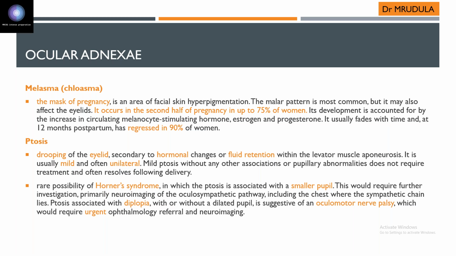First, coming to the ocular adnexa. In that, the first benign or non-troubling condition is melasma or chloasma. It is also known as the mask of pregnancy. It is facial skin hyperpigmentation and the distribution is in a malar pattern. But sometimes it can also affect the eyelids. It usually occurs in the second half of pregnancy in up to 75% of women. The cause is an increase in circulating melanocyte stimulating hormone.